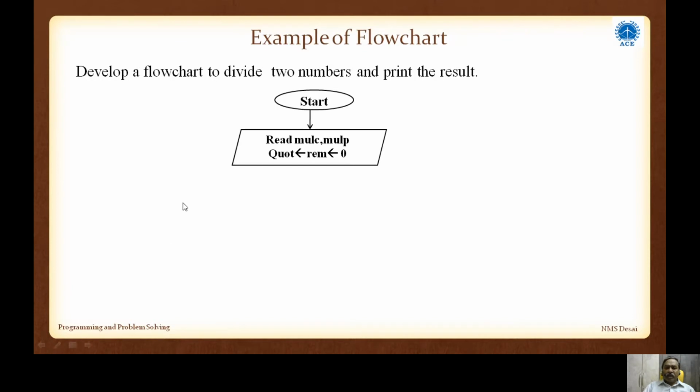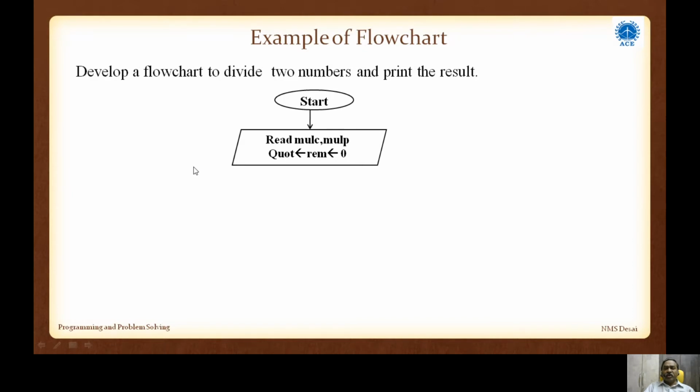And the quotient and the remainder are initialized to 0. See the arrow, how it is written. I have not used the equal to symbol here. It should be quotient is equal to 0, remainder is equal to 0, but I have put the arrow symbol here. In most programming languages, equal to is the assignment operator, but it is not so in some programming languages. So we use a platform-independent, language-independent symbol for assignment, and this is the arrow that is used for representation.